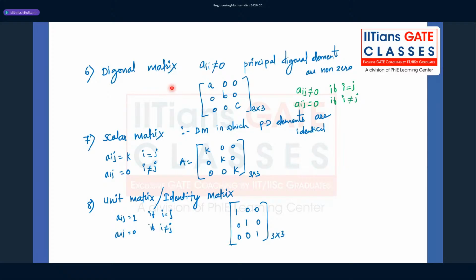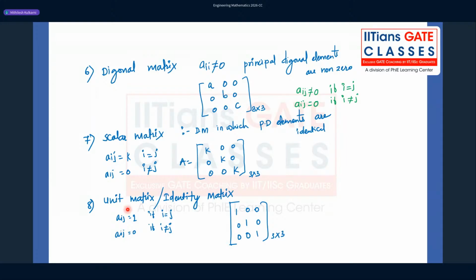So what we can understand from this, scalar matrix is a diagonal matrix, but a diagonal matrix may or may not be scalar, right? Because if you have 1, 2, 3 along the principal diagonal, it's not a scalar matrix, but it's a diagonal matrix, right? It will be scalar if all the elements along the principal diagonal are identical.